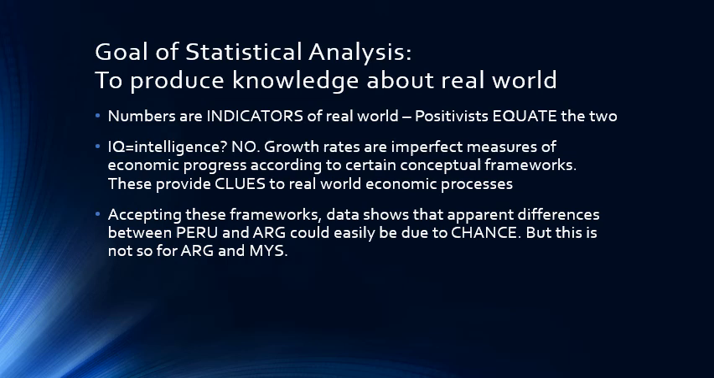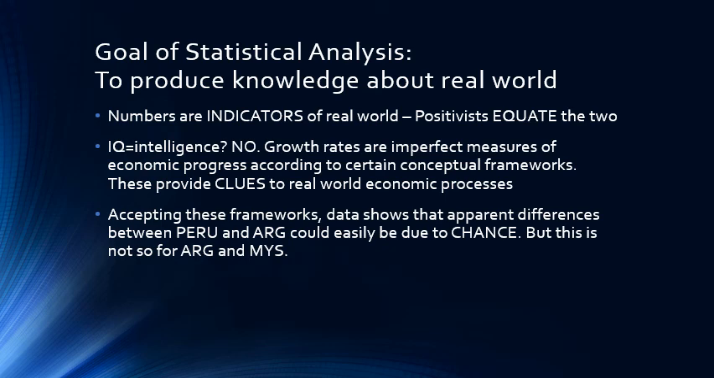So once we understand that there's a difference between the economic process of growth and the number used to measure this process, then our data shows that if you look at Peru and Argentina, Peru has a higher median growth and generally higher growth rates, but the data shows that this difference could easily be due to chance. So it's not worthwhile to analyze why Peru had higher growth performance. But this is not true for Argentina and Malaysia. Malaysia has significantly better growth performance. It cannot be explained by chance alone.